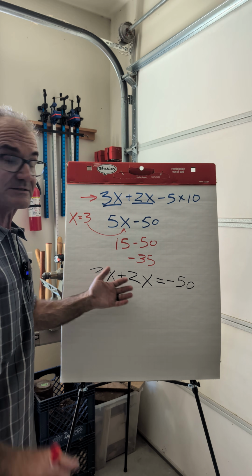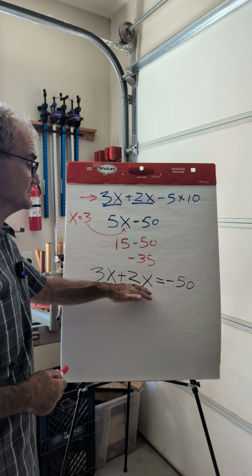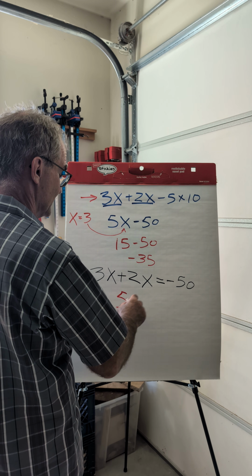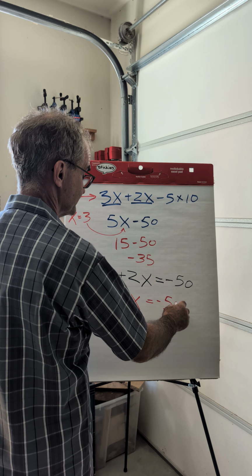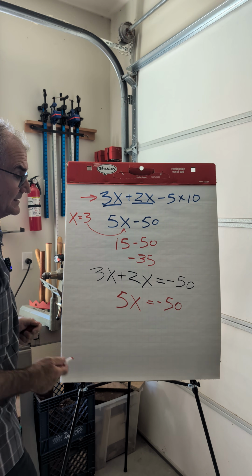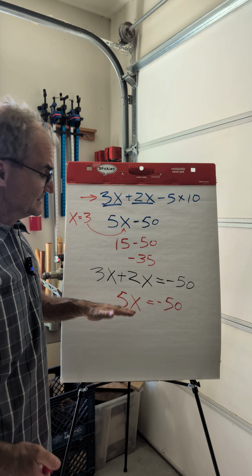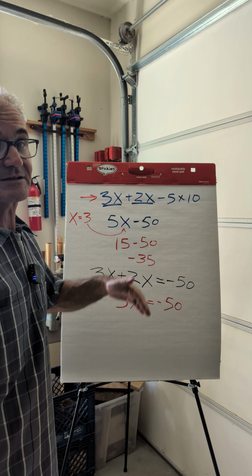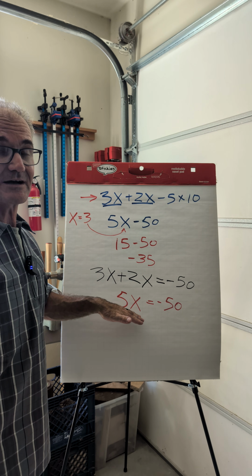First thing I want to do is get all my similar things together. I have 3 of these plus 2 of these is equal to this. All I'm doing here is combining them. I have 5x equals negative 50. So I haven't done anything yet. But the goal of algebra is to have the single variable. That x is called a variable because it varies. It could be anything. And I want to get it by itself.